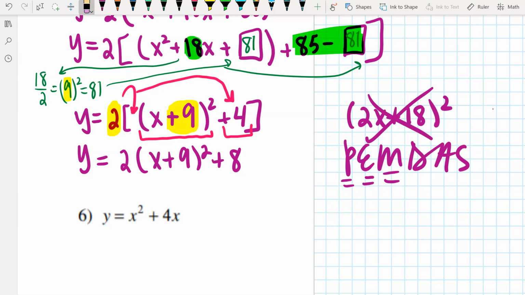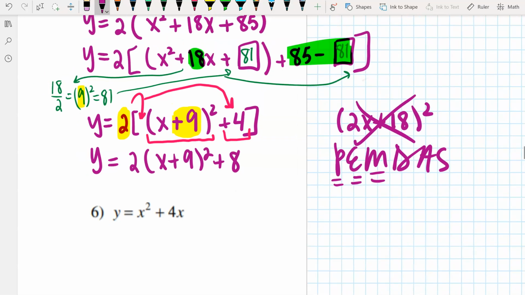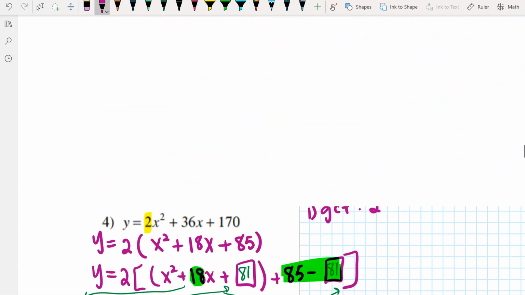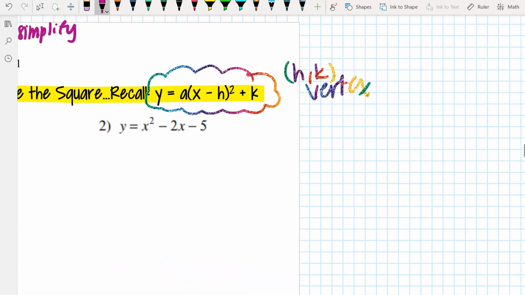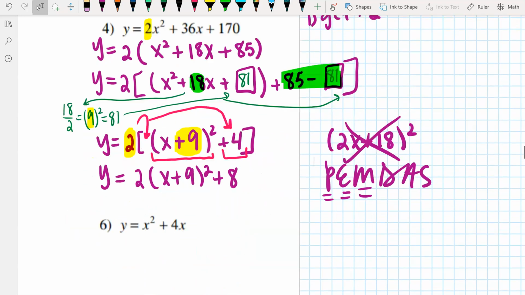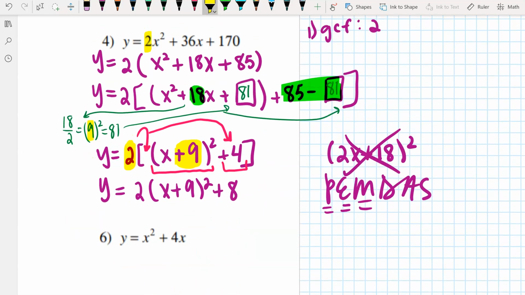So we cannot do anything with the 2 except for set it out front, which is exactly what we need, because now it looks identical to vertex form, a times (x minus h) squared plus k. Our a at the beginning was 2. Our a at the end should also be 2. So that is our answer.